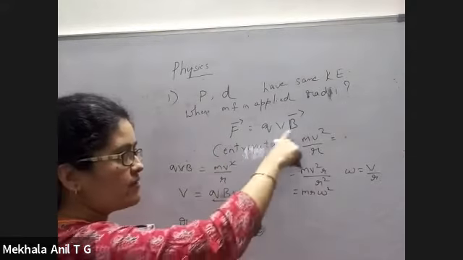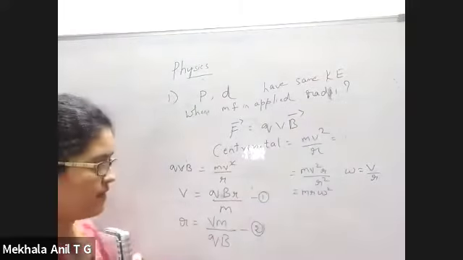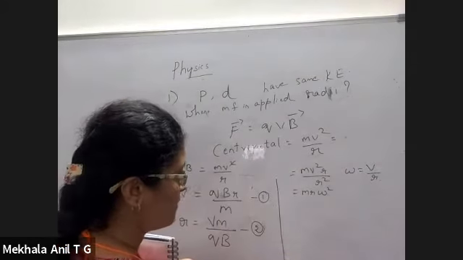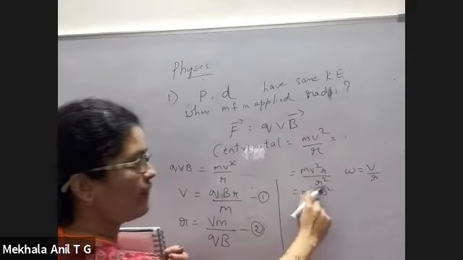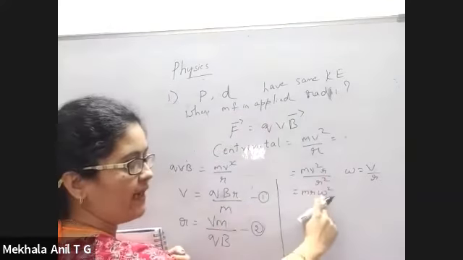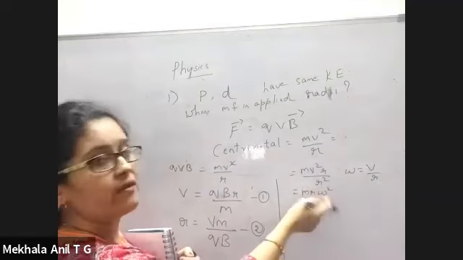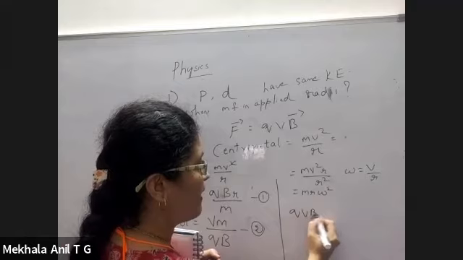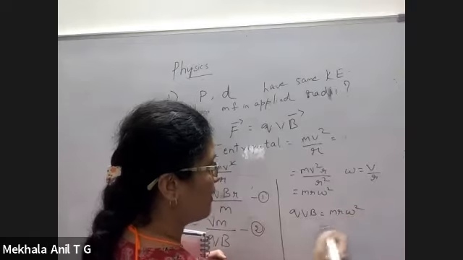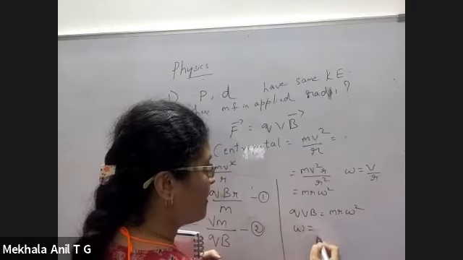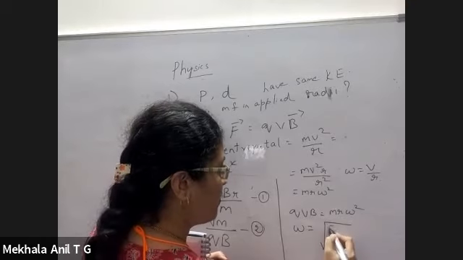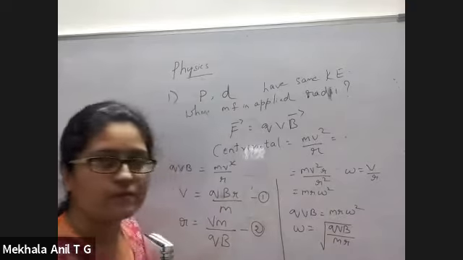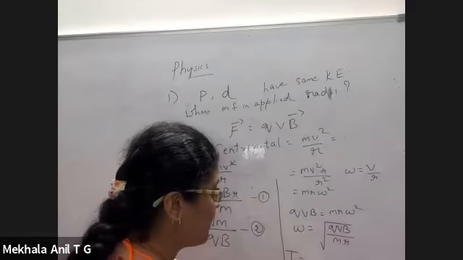You only have to know this Lorentz force law and the centripetal force. In the same way, instead of mv squared by r, I have written m r omega squared. This is also the centripetal force formula only. So if I write QVB as m r omega squared, omega will be the square root of QVB divided by mr. And what is the time period T?